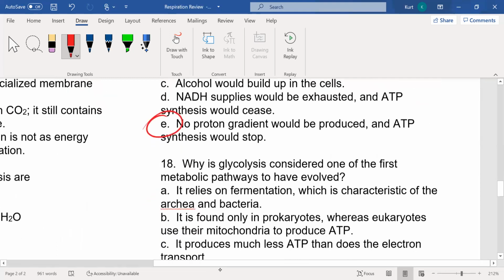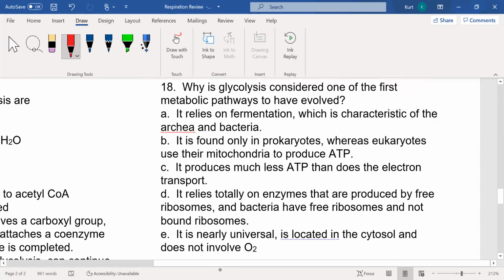All right, number 18. Why is glycolysis considered one of the first metabolic pathways to have evolved? Guys, what happened on Earth first? Life or the presence of oxygen in the atmosphere? Who says life? Who says oxygen? It's life. There was life on Earth before there was actual oxygen in the air. So life had to figure out how to survive. I shouldn't say figure out. It had to evolve to survive without O2. The answer is E.